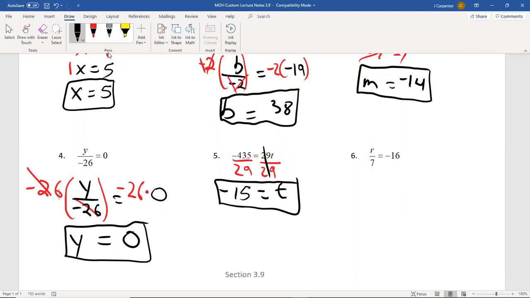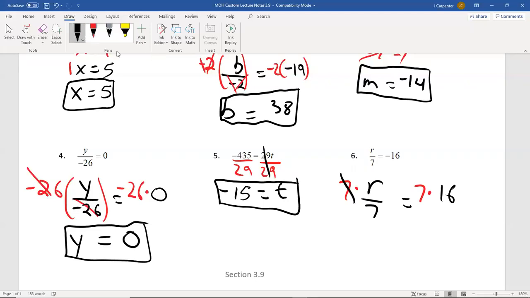And on number 6, r divided by 7 equals -16. Again, I don't care what the -16 is. I'm just looking at the r divided by 7. Division, the opposite is multiplication. So I know I need to multiply both sides. Give myself some space. So we're going to multiply both sides by the number paired with the variable, which is 7. So 7 times r over 7 equals 7 times 16.